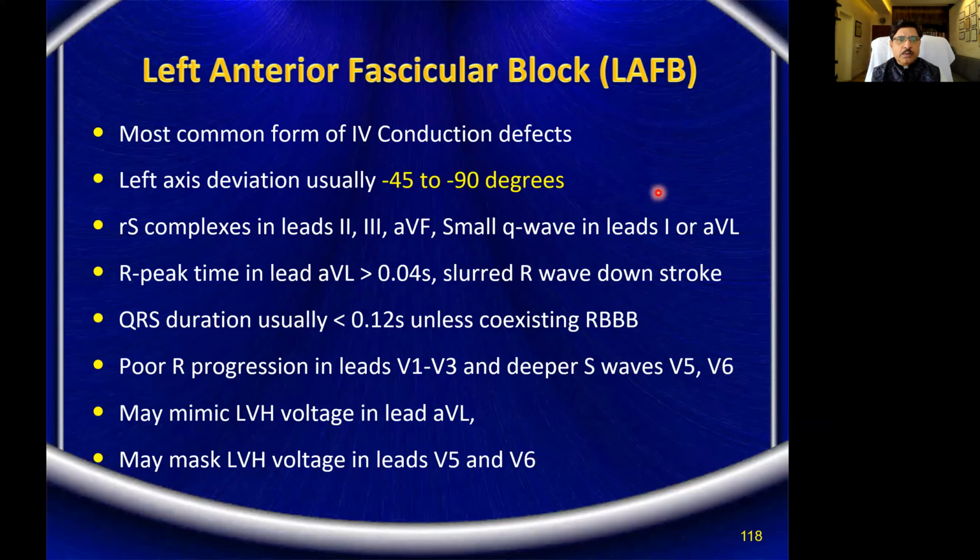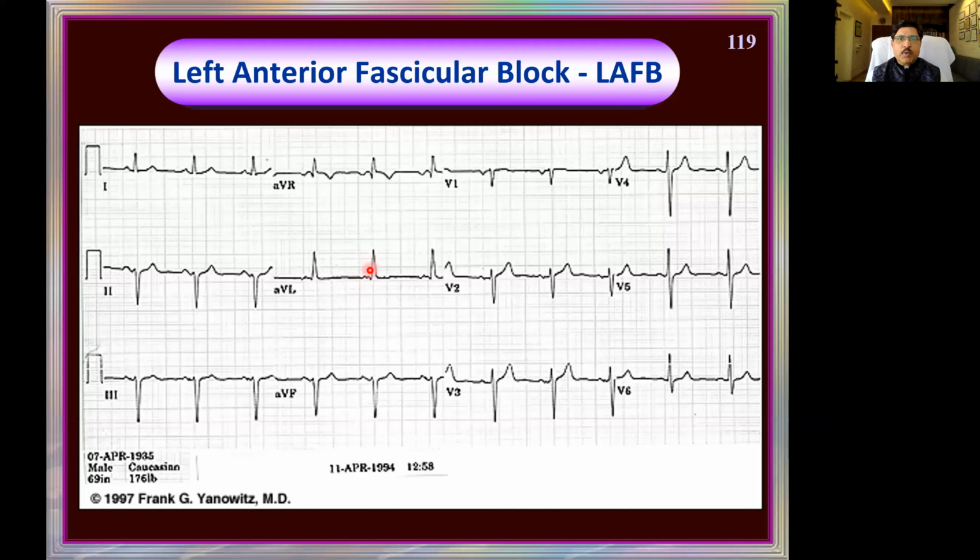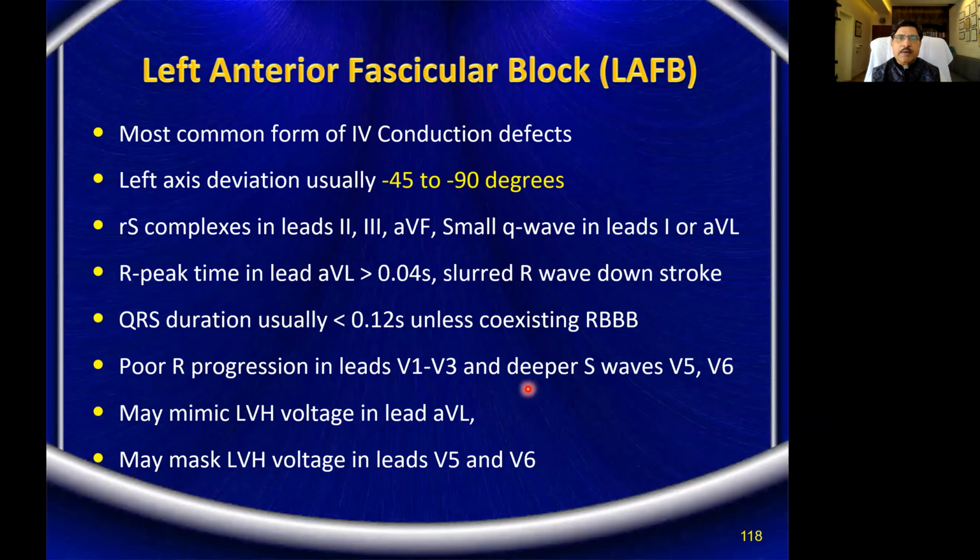And then you see mimic LVH voltage in the aVL. You can see here it is more than 11, which is LVH. This looks as though there is LVH, but we don't have the QRS being very tall in these leads. That is why LVH is avoided. Even here we should have a very tall R wave, which is missing, and it may mask the LVH also, because there is poor R wave on one side, LVH on the other side, both will be masked. It may mask the LVH.